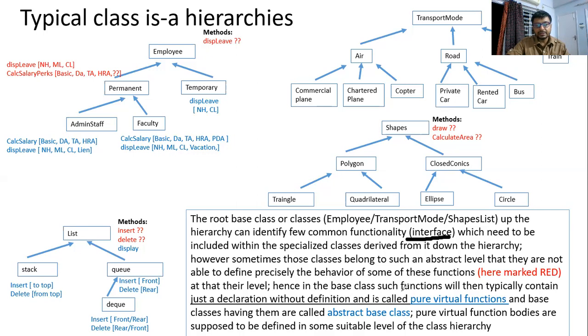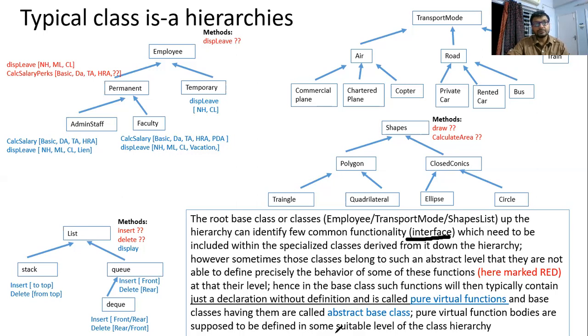And in such cases, these base class functions will then typically contain just a declaration without a definition, and these are called pure virtual functions. And the base classes having at least one pure virtual function, or maybe more than one also, will be called an abstract base class. And the pure virtual function bodies are supposed to be defined.